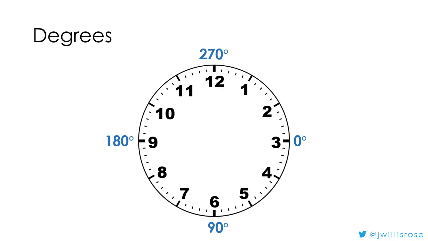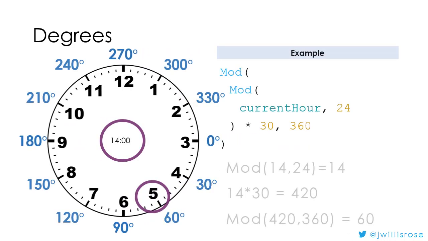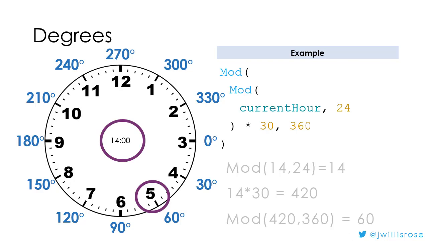If we don't take into account the offset, for example, let's say it's 2 p.m., 1400. The hour hand would then end up at 60 degrees, or 5 o'clock. Mod 14 24 returns 14. 14 times 30 is 420. Mod 420 360 equals 60. 60 degrees, which is 5 o'clock, which is not the actual current time. It's 2 p.m. So what we need to do is create an offset that takes this into account.